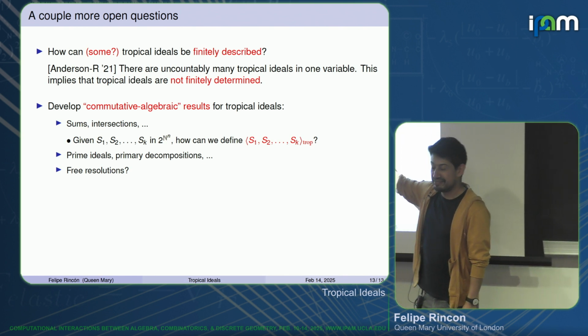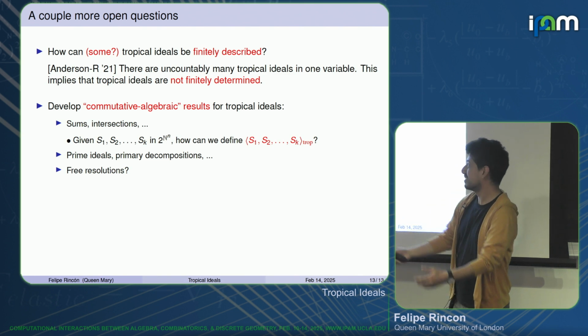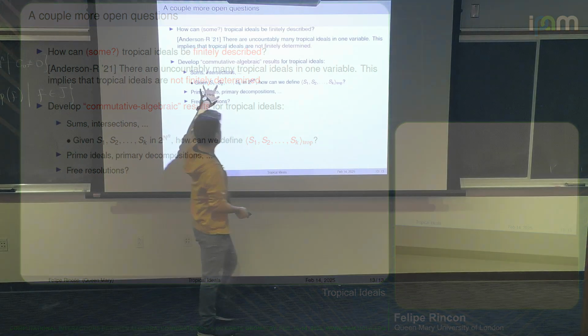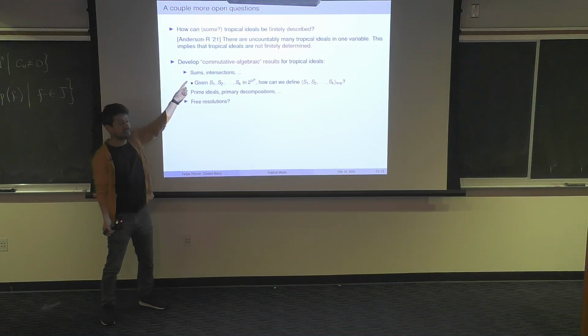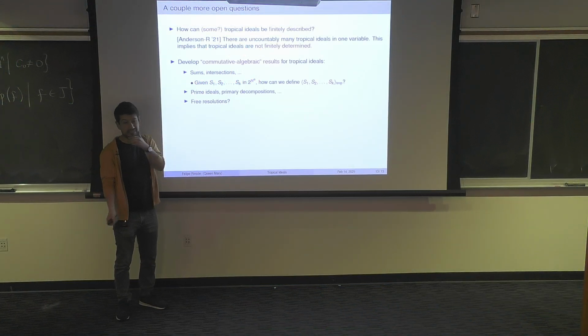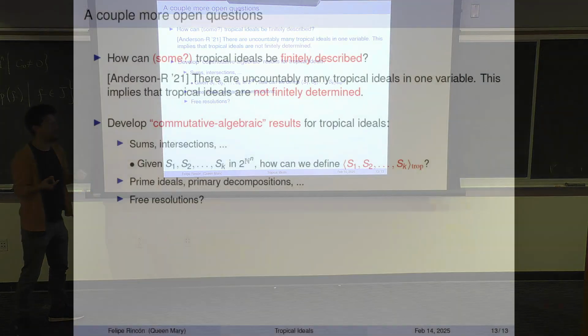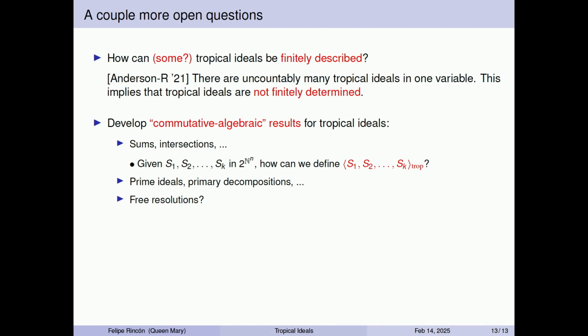Pick your favorite commutative algebra book, open a random page. What does that mean for tropical ideals? One of the big problems of this is that there is no notion of sum or intersection. Tropical ideals are not closed under sum or intersection. So making some operation that behaves as if it was sum or intersection would be useful. And yeah, prime ideals I mentioned already that we don't know what they are. Primary decompositions would be even better, and it's very nice for algebraic geometry.